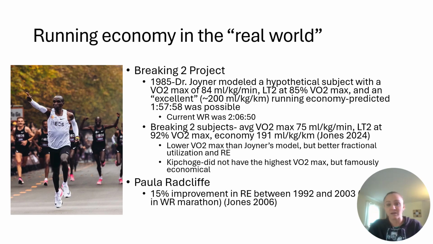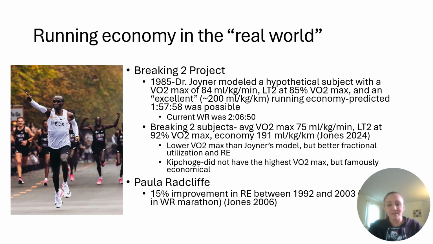Based on that model, he predicted that a 1:57:58 marathon was possible. At the time, the world record was 2:06:50, so it was pretty far off. But fast forward many years later, and we have the Breaking 2 project. Nike looked at those numbers, and the athletes they used had a lower average VO2 max of 75 milliliters per kilogram per minute, but their LT2/critical speed occurred at 92% of their VO2 max, and their economy was much better. Again, remember, lower numbers are better, at 191 milliliters per kilogram per kilometer.